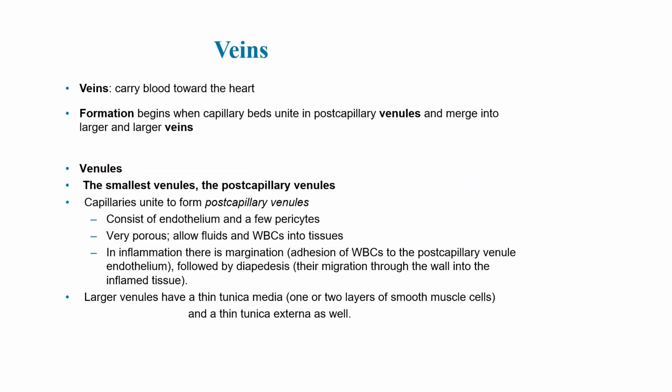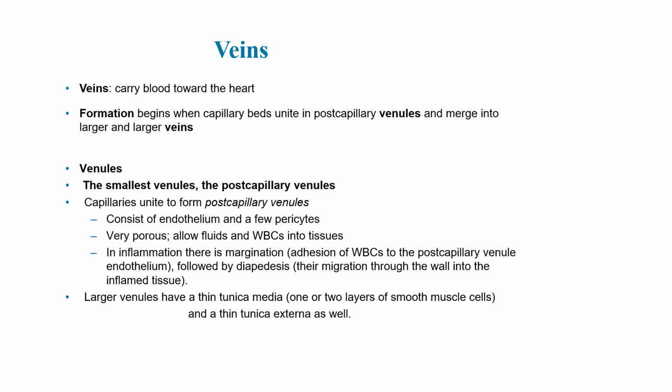We are done with the arteries. Now let's go over veins. Veins carry blood towards the heart. The formation begins when capillary beds unite in post-capillary venules and merge into larger and larger veins. Venules, there are smallest venules, which are the post-capillary venules. They are the smallest form of venules. And the capillaries unite to form the post-capillary venules.